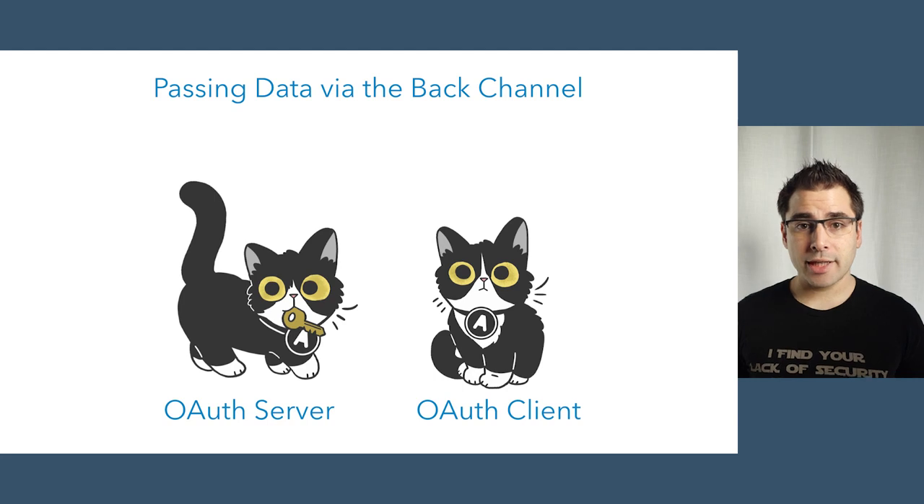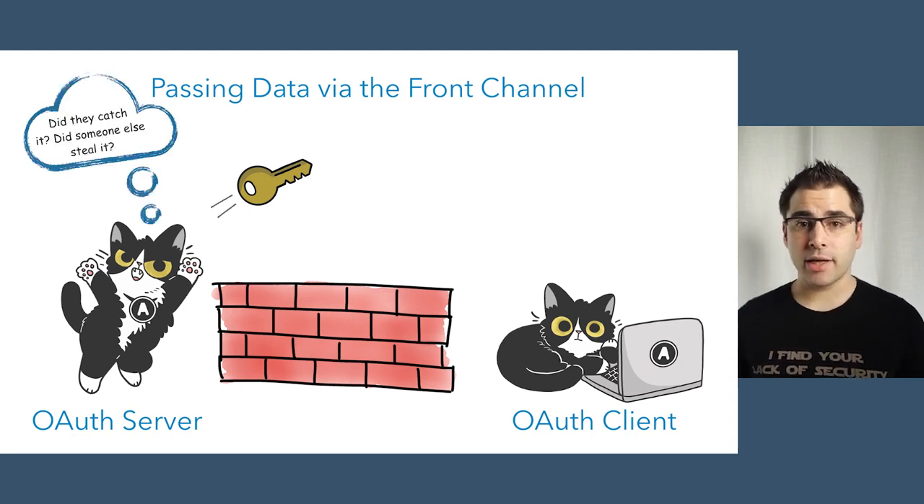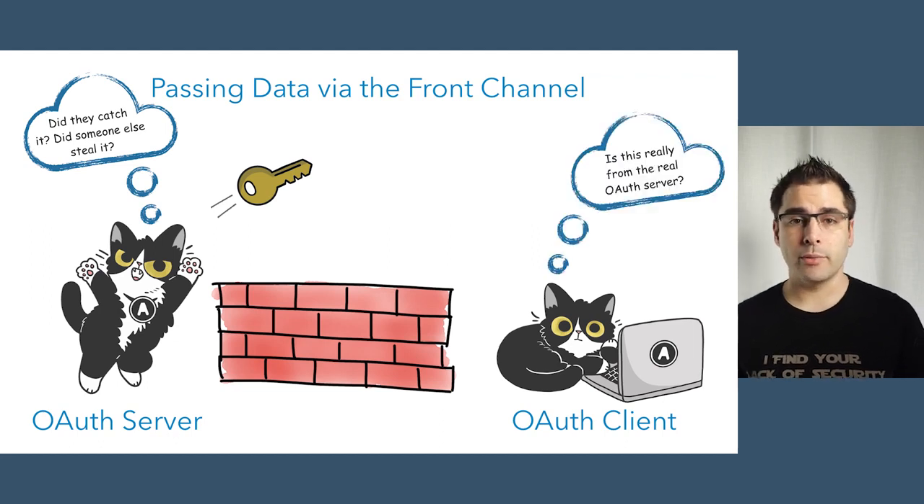Sending data over the front channel is more like throwing it over a wall and just kind of hoping they catch it, where you can't actually be sure that they caught it. You can't tell if somebody stole it mid-flight. You can't tell if it just landed on the floor. And on the other side, there's a similar problem, which is that you can't actually be sure where it's coming from. You don't actually know if it's from the real OAuth server or from a fake OAuth server.